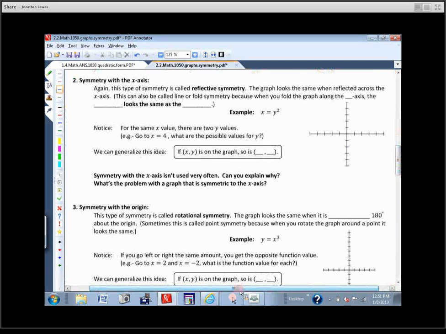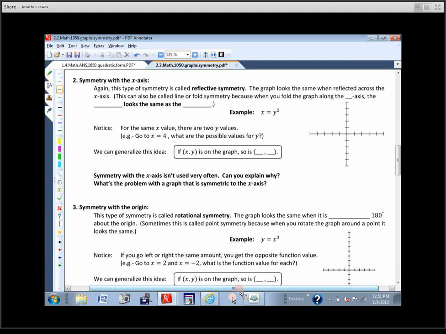Okay, this is the second type, and it's probably the least important, and we'll talk about why we don't use symmetry with the x-axis very often, but let's run through and take a look at a graph and talk about this type of symmetry. Again, this is a type of reflective symmetry or line symmetry or fold symmetry. And when we say it's symmetric with the x-axis, that means we can fold it along the x-axis. Now we're not talking right and left. If you fold it along the x-axis, we've got to be talking up and down, top and bottom, okay? So the top looks the same as the bottom.